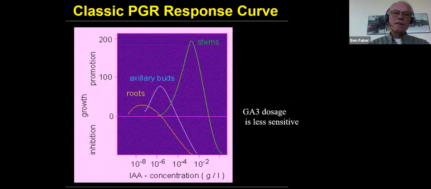And here's the classic plant growth regulator response curve. And this is what you see with indole acetic acid. So in the case of roots, if you put on too much, you'll see an inhibition of growth. If you put on the buds, if you put on too much, you'll see an inhibition of growth. You'll see as you increase the amount of applied material, you'll see an inhibition of growth. So the dosage doesn't seem to be as sensitive with GA3 as it does with indole acetic acid, though.